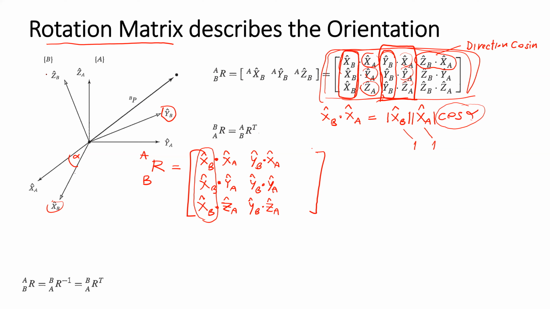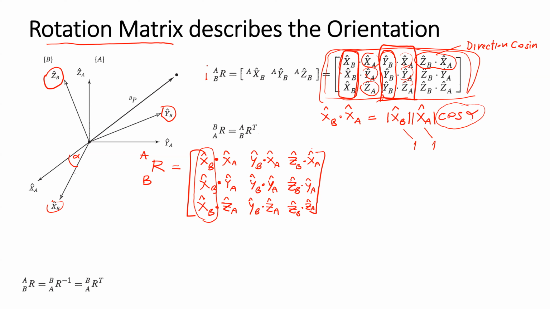And the last one, the unit vector in the z direction of frame B. How does it make the angle with the x of the original frame A, the y of the original frame A, and the z of the original frame A?